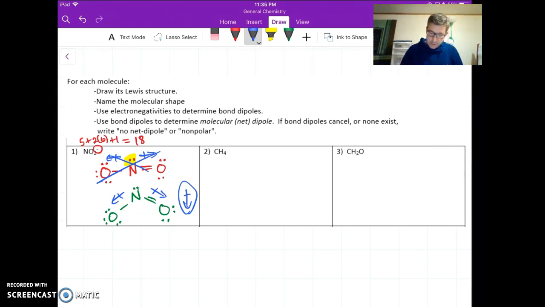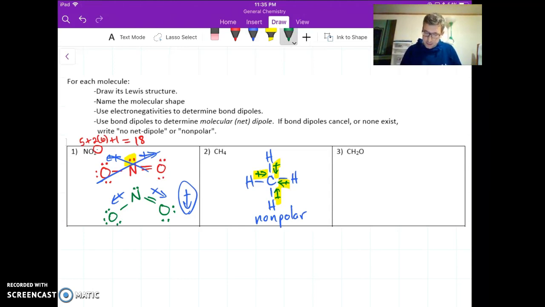Okay. The next one, CH4, this one's a little bit easier. We've got just 4 hydrogens around our central carbon. All of our dipoles are going in towards carbon. And so you should notice that we have one going to the right and one going to the left, and those would cancel each other because they're going to oppose each other. And then one going down and one going up, and they're going to cancel each other. So I would say there is no molecular dipole, or I can simply say it's a nonpolar molecule.